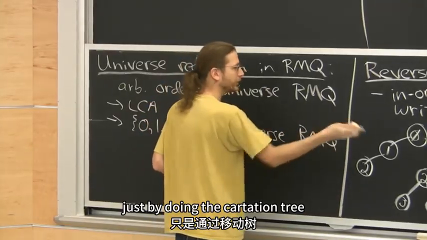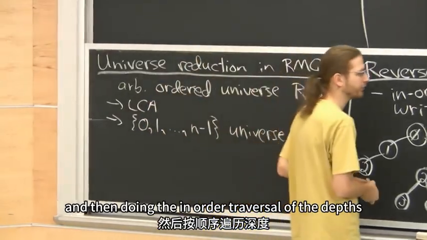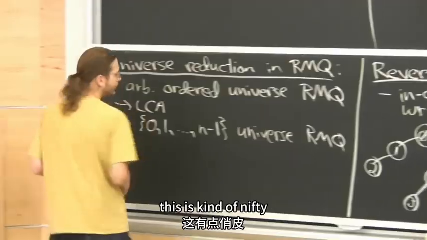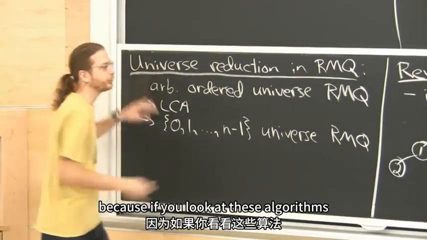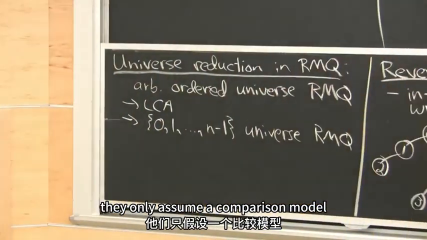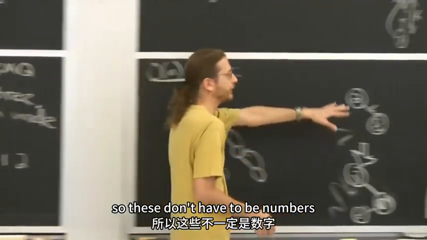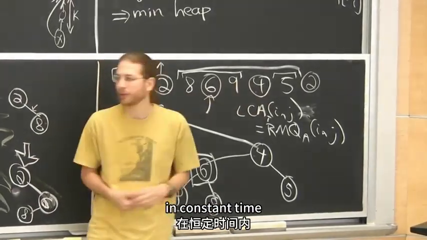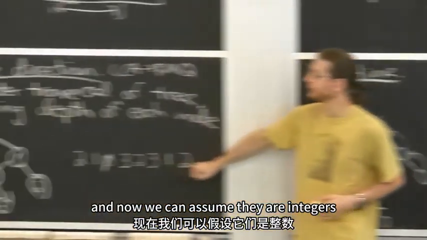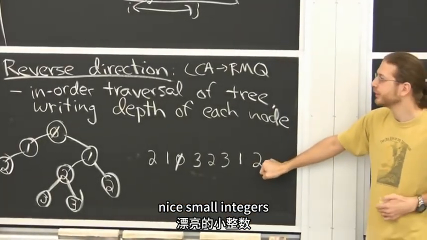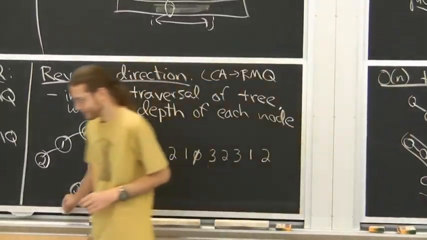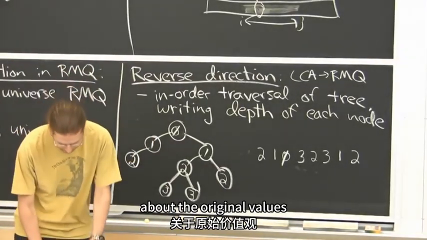Just by doing the Cartesian tree and then doing the in-order traversal of the depths. This is kind of nifty because if you look at these algorithms, they only assume a comparison model. So these don't have to be numbers, they just have to be something from a totally ordered universe that you can compare in constant time. You do this reduction, and now we can assume they are integers, nice small integers, and that will let us solve things in constant time using the word RAM. So you don't need to assume that about the original values.